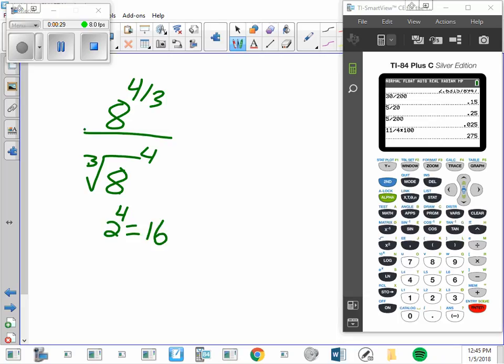If you look at it this way, can 8 be split into 3 equal multiplications? 2 times 2 times 2, and how many of those 2's will be in the answer? 4 of them. So I put another 2 there, and I get 16.